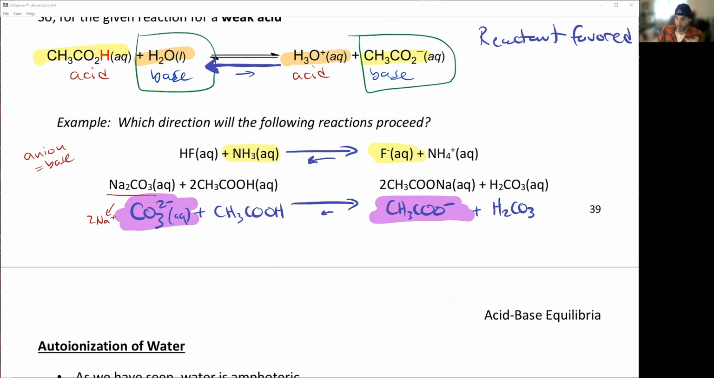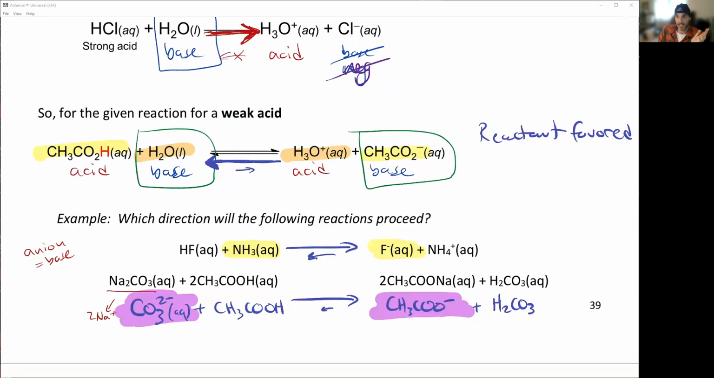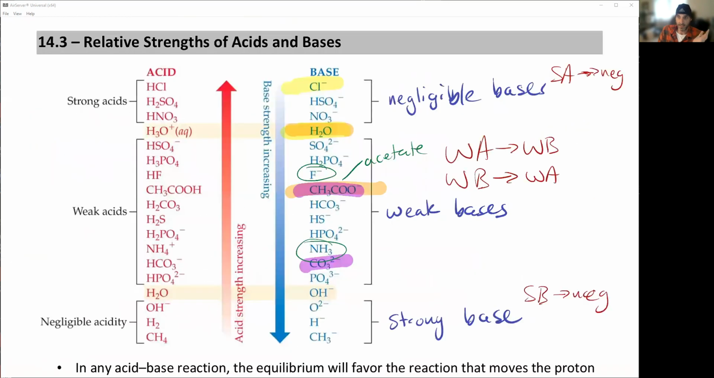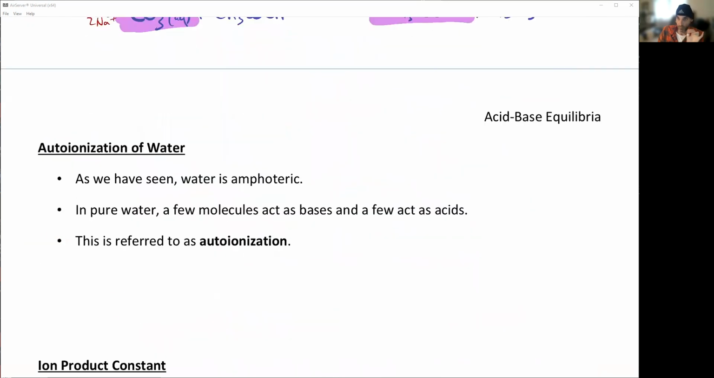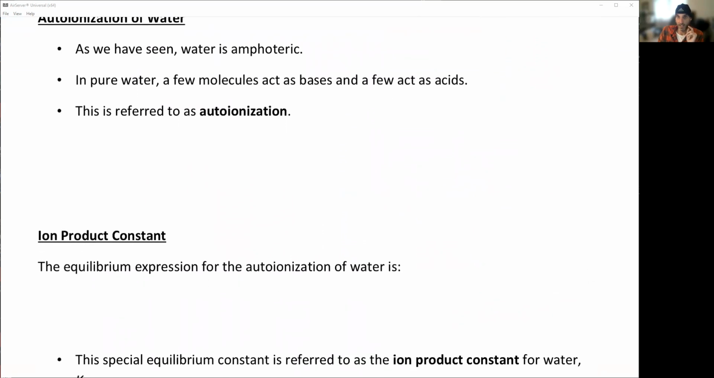Both of those are weak, so it is going to be in equilibrium. Both of these are reactant favored. Both of those are going to have more of the reactant than the product. Okay, good. So that's the idea behind strengths of acids and bases. These tables are important. Remember, strong acid, negligible base; weak acid, weak base; weak acid, strong base, negligible acid. So weak and weak line up, strong and negligible line up.